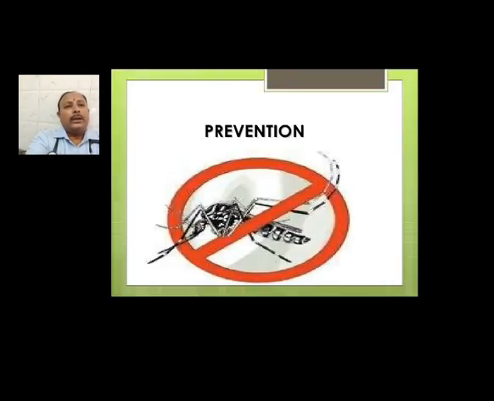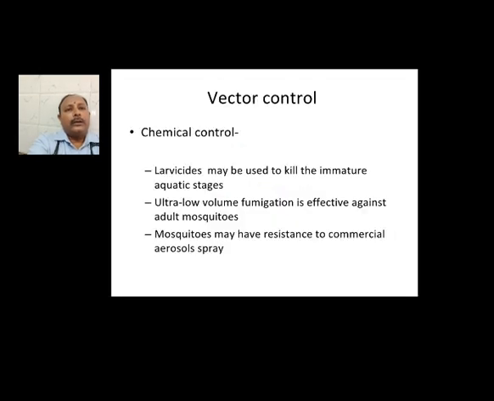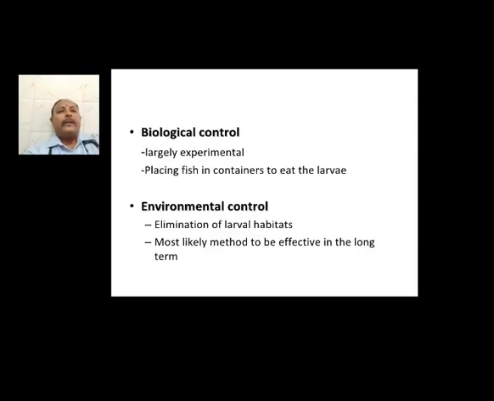Prevention: vector control, that is chemical control. Larvicide may be used to kill the immature aquatic stages. Ultra low volume fumigation is effective against adult mosquitoes. Mosquitoes may have resistance to commercial aerosol spray. Biological control is largely experimental, such as placing fish in containers to eat the larvae.